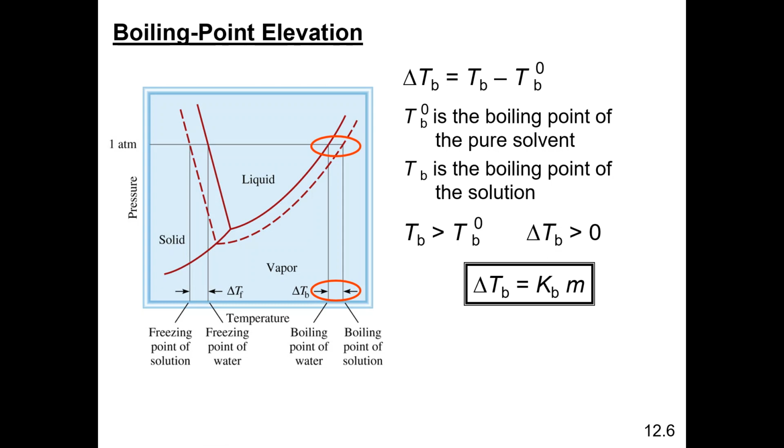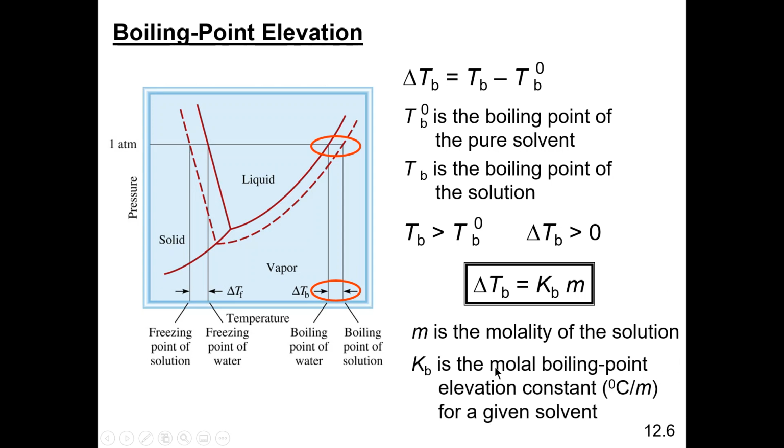And the relationship between the boiling point elevation and the molality of the solution is given by this equation. Delta TB is equal to KB times M. Now, we know what delta TB is already. M is going to be the molality. We met this term earlier in a previous video, which is one way of measuring the concentration of the solution. And KB is a constant. It's called the molar boiling point constant, or I should say the molar boiling point elevation constant for the solvent. In some textbooks, they call it the ebullioscopic constant. It's the same thing, all right?